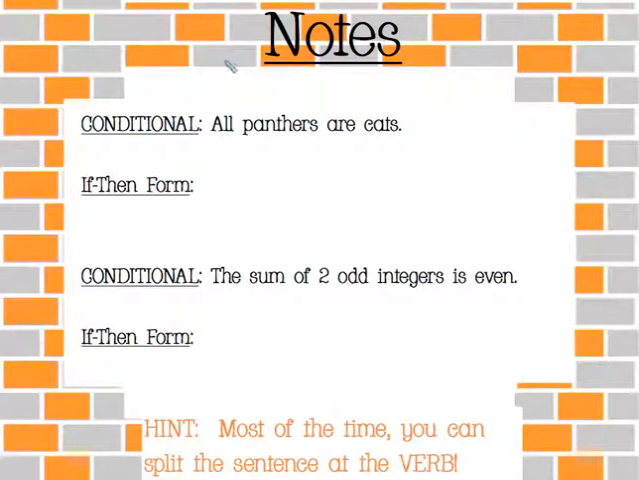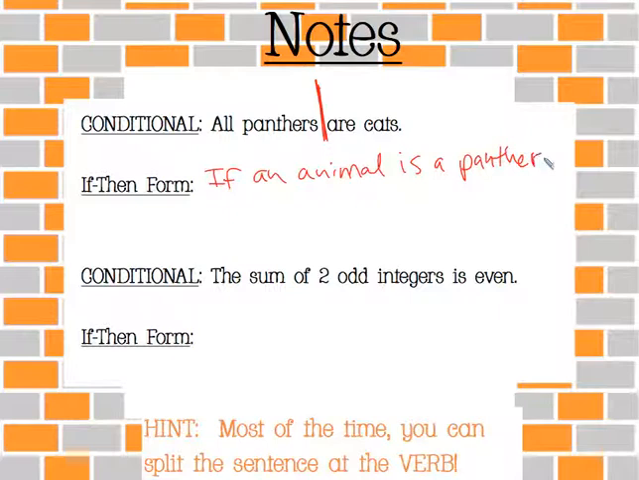So the hardest part of this is putting it in if-then form. The best way to do it is to split it at the verb, and usually you can see what's happening. So this sentence is all panthers are cats. So if we split it here at the verb, first this happens, then this happens. First we have to know we have a panther, then we know it's a cat. So if an animal is a panther, then it is a cat.